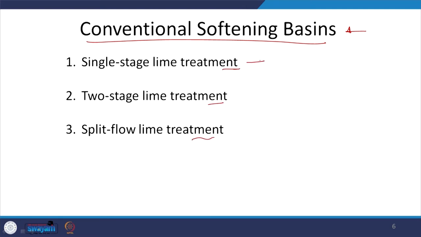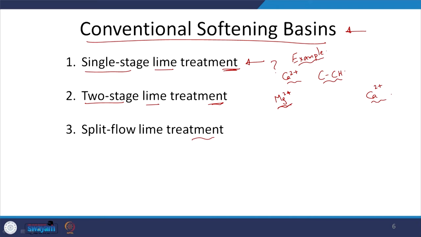Single stage lime treatment, we looked at this in the context of the example that we solved in the previous class. Here I am providing the relevant information, some of which was also presented in the previous session. Here it's single stage lime and two stage lime. But what are my objectives here? Here I am only trying to remove the calcium associated with the carbonate hardness. But here I am also trying to add enough lime such that the magnesium is also removed. If the magnesium is also removed, depending upon its association with non-carbonate hardness, you will add excess lime. Or even with carbonate hardness, I guess.